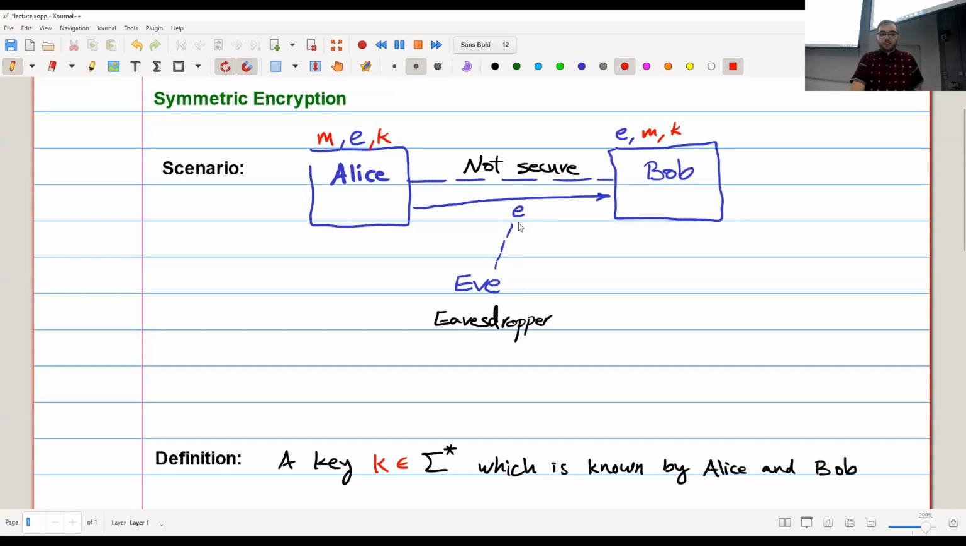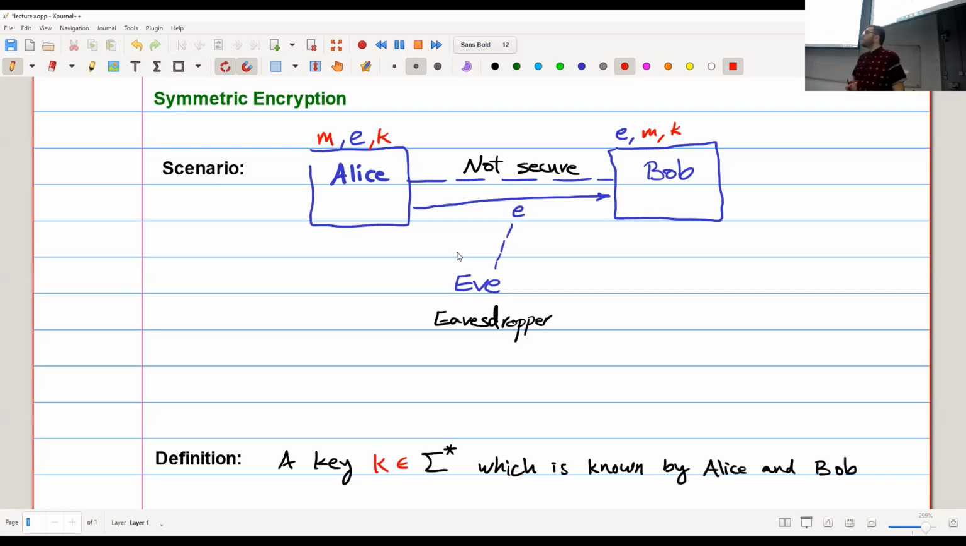Generally, what I want is to make sure that Eve can never find my original message M based on E, right? But I actually want an even stronger property. I want to say that Eve cannot find anything about the original message. So these are kind of different. It's a much weaker security property if I say that Eve cannot find M. But what I want to say is that Eve cannot even find one bit of M. Eve cannot find any kind of information about M.